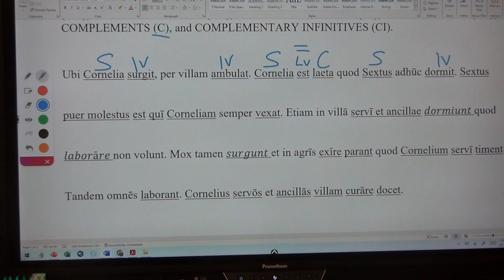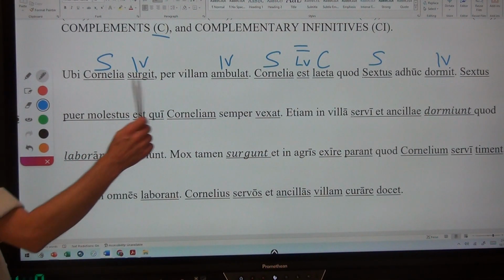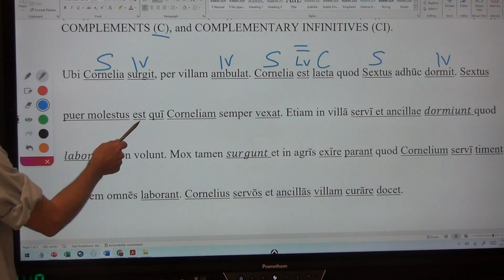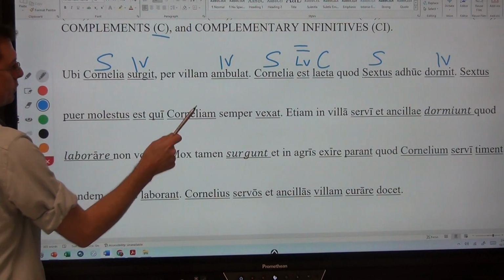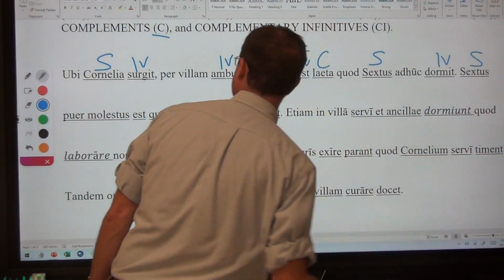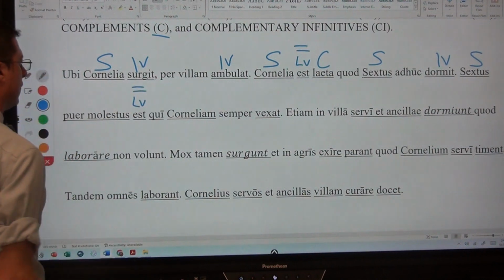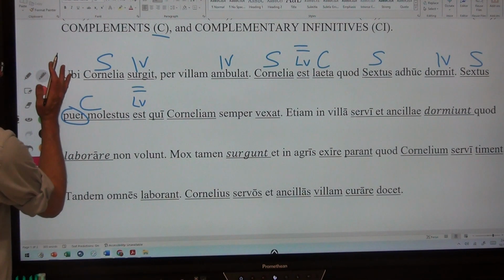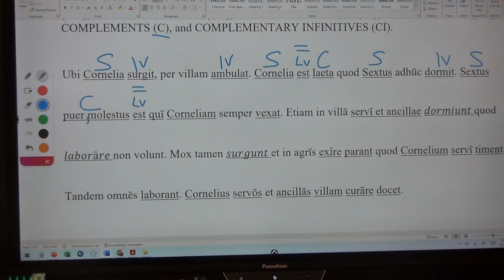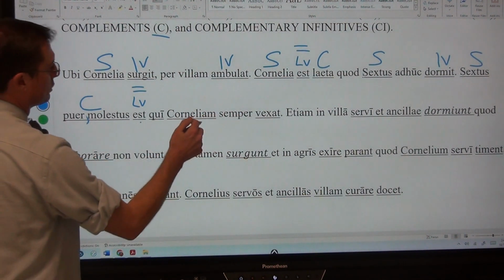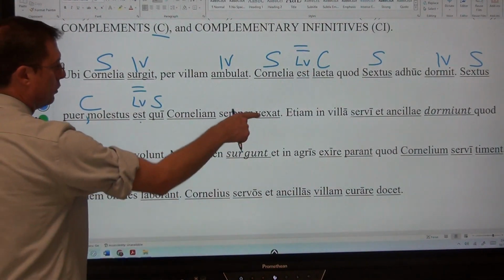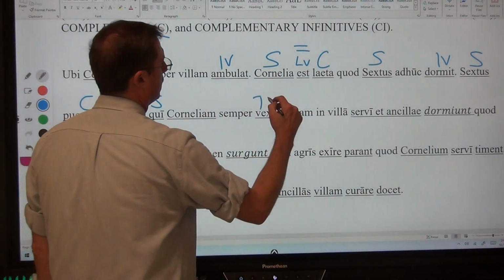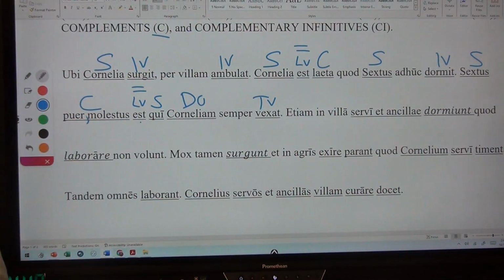Sextus puer molestus est qui Corneliam semper vexat. Cornelius, or not Cornelius, Sextus, sorry about that, is an annoying boy who always annoys Cornelia. Well, Sextus, subject, est is my linking verb, the equal sign, and thus puer molestus is my complement. Since it is a puer, it would be a CPN, a complement predicate nominative, but nevertheless, I only need you to know that it is a complement linked to the subject by the linking verb. Who annoys Cornelia? The who is actually doing the annoying, and the annoying is a transitive action because it can have a direct object, and so therefore Corneliam is our DO, direct object.